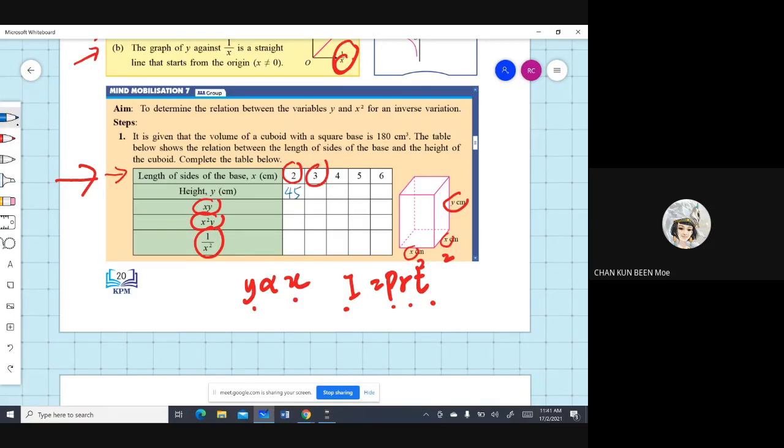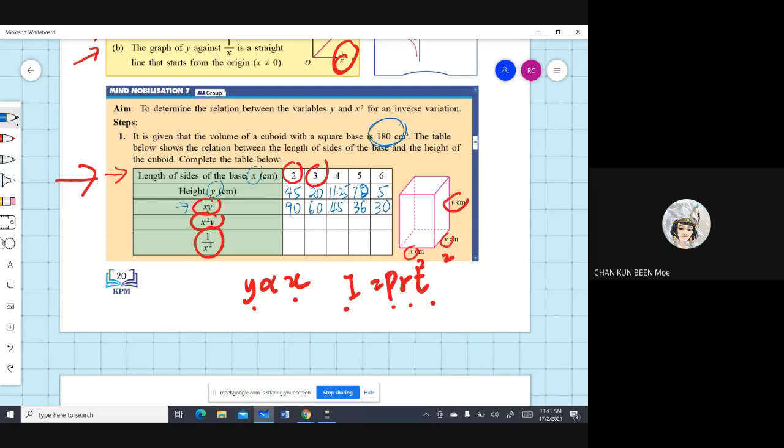When your base is 2, 2 times 2 is equal to 4, right? So from the given volume, 180 divided by 4, you are going to get 45. This one, 180 divided by 9, you get this. 180 divided by 16, you get this. 180 divided by 25, you get this. 180 divided by 36, you get this. After that, when you multiply your x and y, because this is x times y, you will get 90. This is 60. This is 45. 5 times 7.2, sorry, 7.2 is 36, and then 5 times 6 is 30.